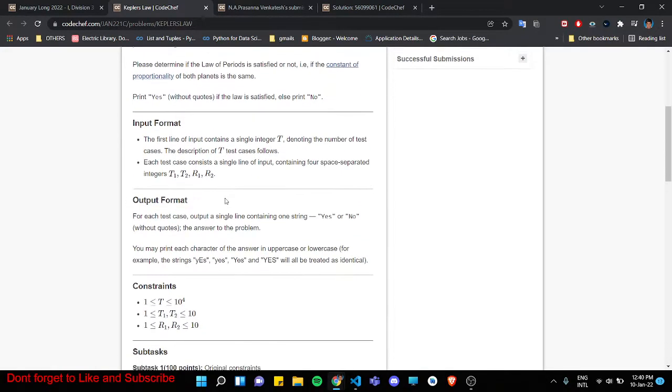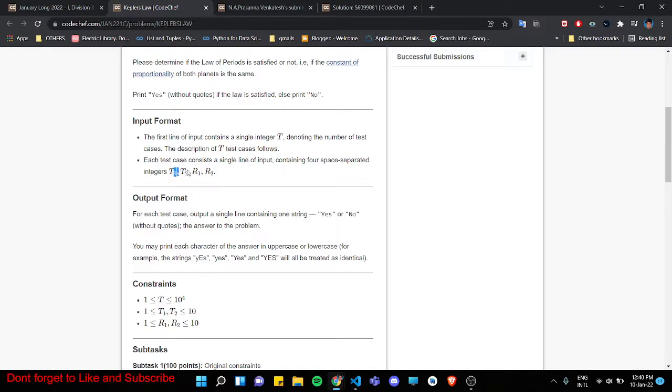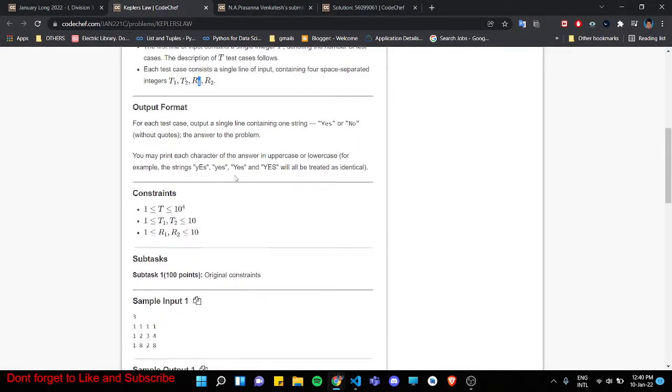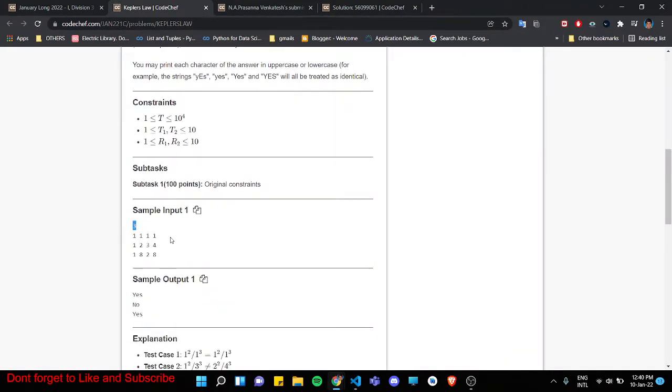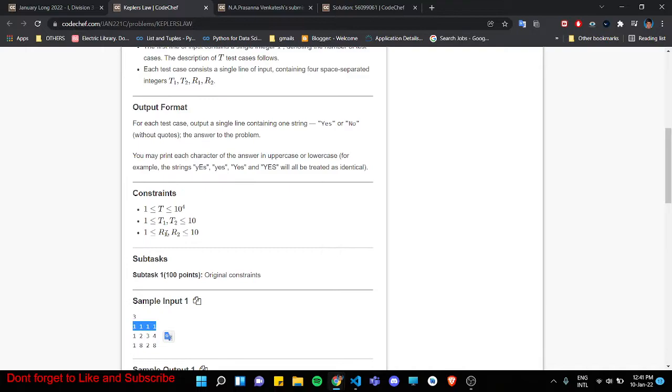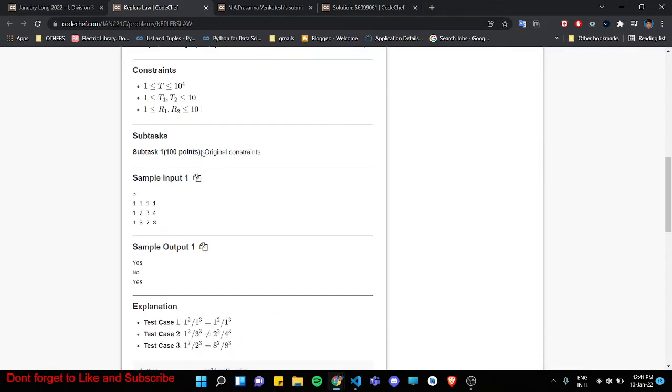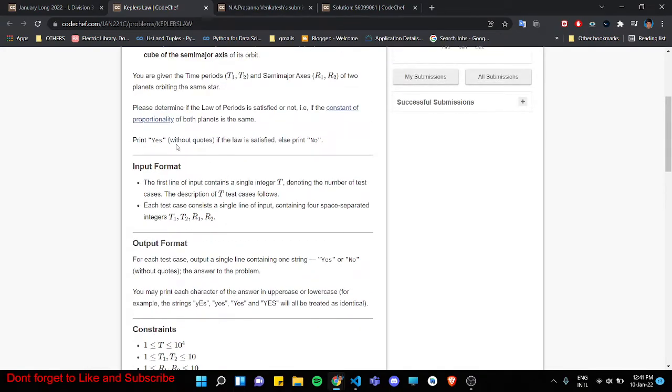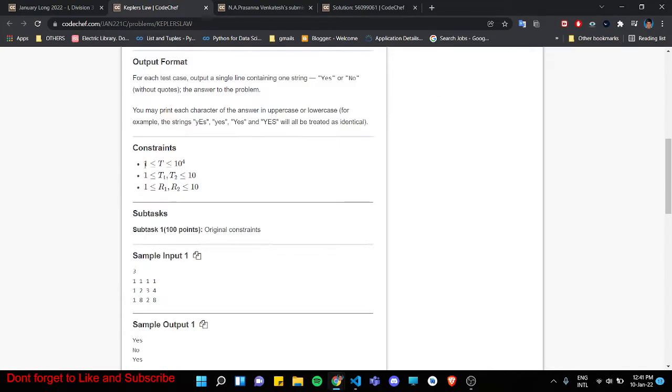So what we are given as input is T test cases, and for each test case we are provided with 4 values: T1, T2, R1, R2. We need to check if this equation is valid or not. Print yes if the law is satisfied, or else print no.